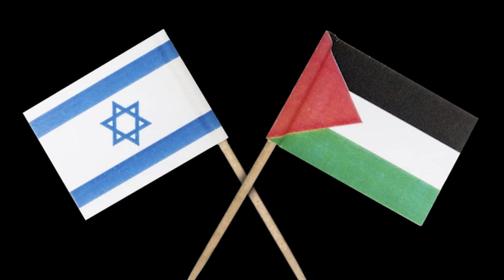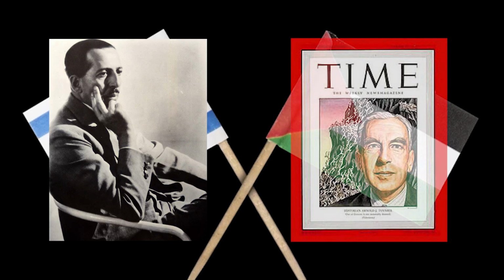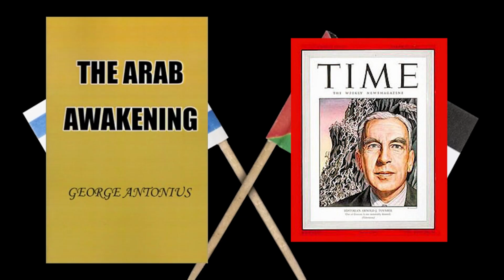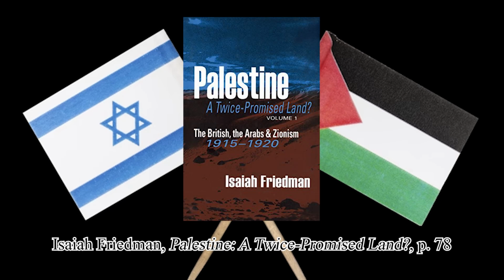Friedman juxtaposes his argument by deconstructing the viewpoints created by George Antonius and Arnold Toynbee in the Journal of Modern History. Friedman's examination of the Hussein correspondences questioned the promise of Arab independence. He argues that this was never pledged.